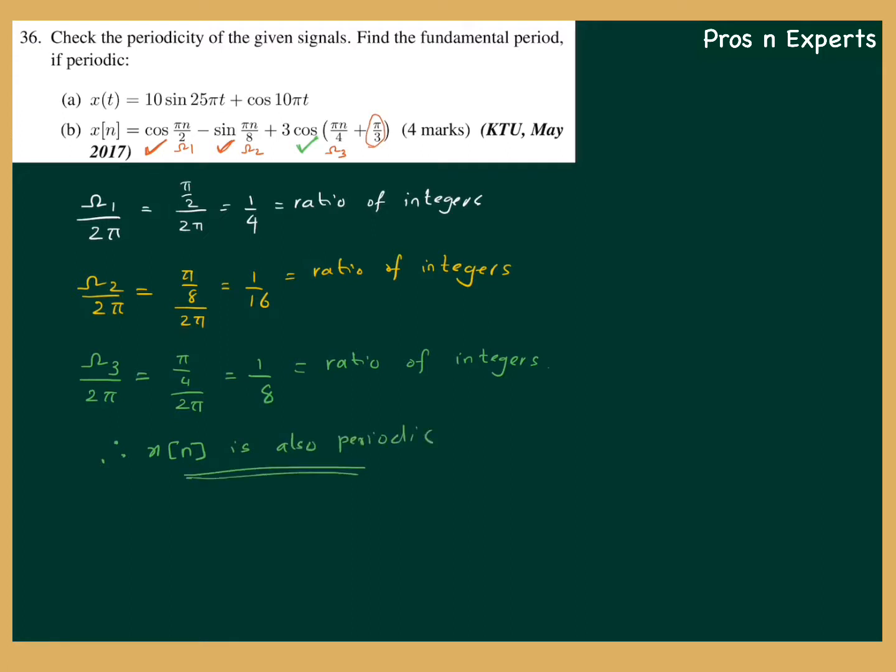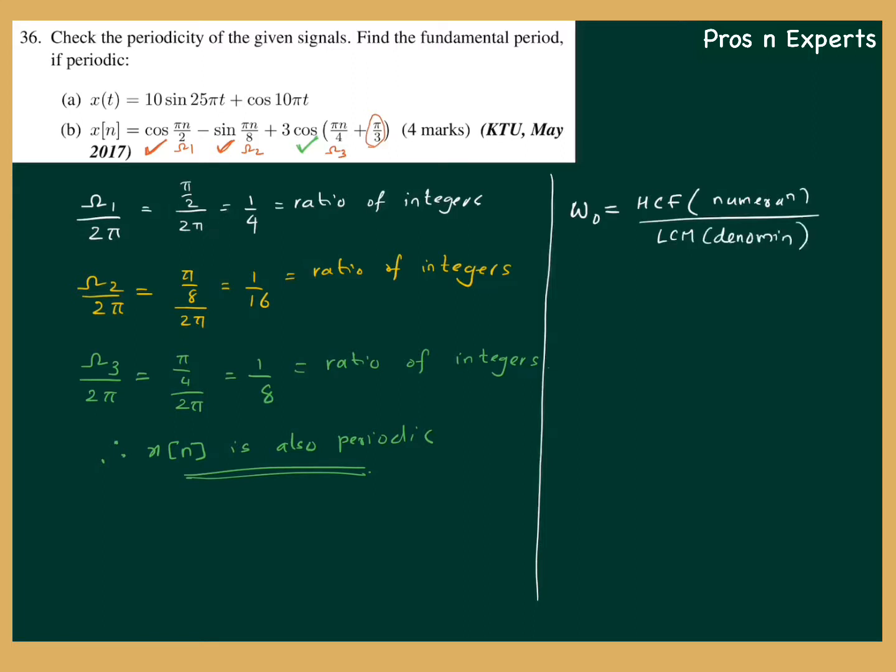Okay, so what should be our next aim? Just find out the time period of x of n. Alright, to find out the time period of x of n, we can use any method. I think I will use this method. Omega 0, the fundamental frequency, will be equal to the HCF of the numerators divided by the LCM of the denominators. Okay, that is from the question.